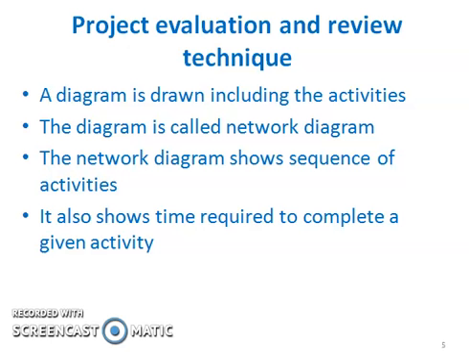Project evaluation and review technique and critical path method are traditional project management tools. In these techniques, a network of activities is shown in a form of diagram. The diagram gives information about activities in a project, time taken by activities, and sequence in which they follow.